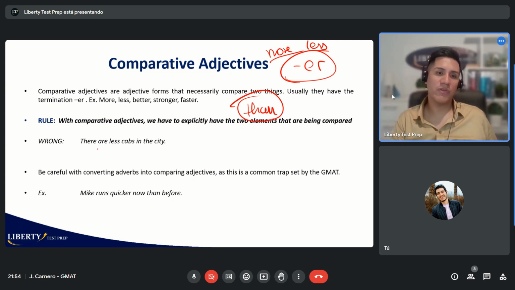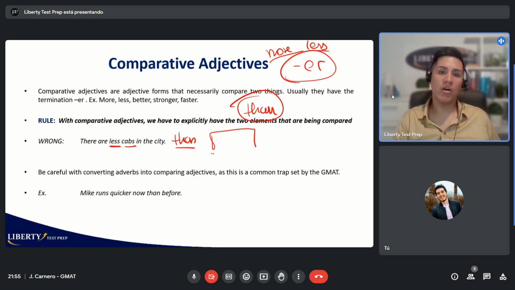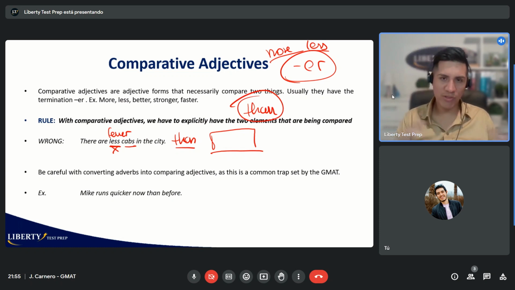So if I say there are less cabs in the city, that's going to be wrong. Why? Less cabs is a comparison. Than what? Less cabs than before? Less cabs than in the country? We don't know, right? So we need to have a than here, and here the other part that we're comparing it to. So comparison is always about two things, right? So here that's wrong. And of course, less is wrong too because of what? Countable and uncountable. So you should have fewer cabs in the city than something else. So that theory is pretty simple.